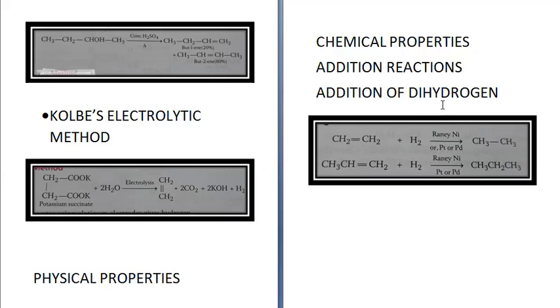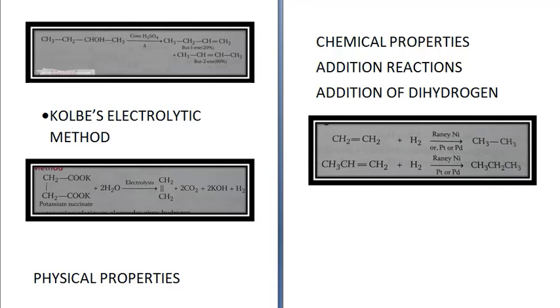Now addition reaction takes place in various ways. First is addition of dihydrogen. So alkenes, when hydrogen is added to them, give alkanes. So CH2=CH2 plus H2 in the presence of platinum, palladium or nickel as catalyst will give you ethane, CH3CH3. Similarly, propene, CH3CH=CH2, plus hydrogen will give you CH3CH2CH3, propane. So you get the corresponding alkane from it.